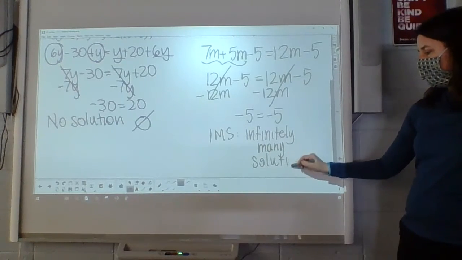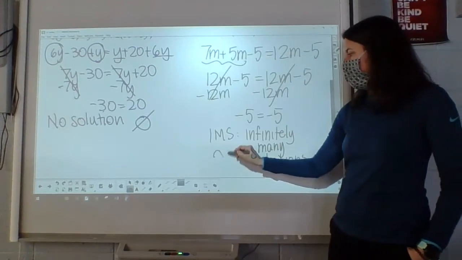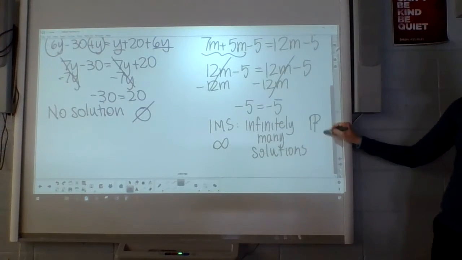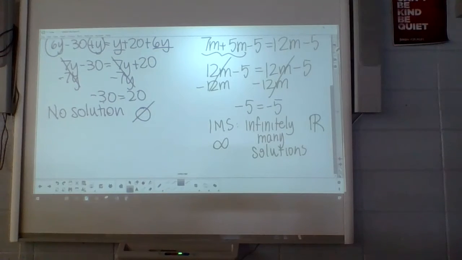If you like writing a little symbol, there's a couple of symbols you can do. You can draw like the infinity symbol. You can do this little R with like a double line that means all real numbers. Any of those symbols are fine. It's basically saying anything works.